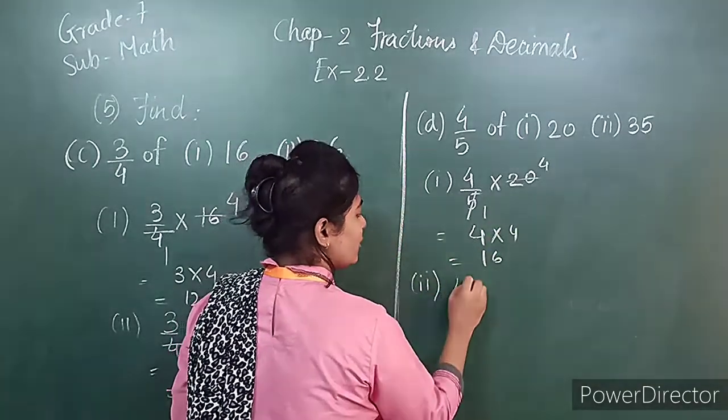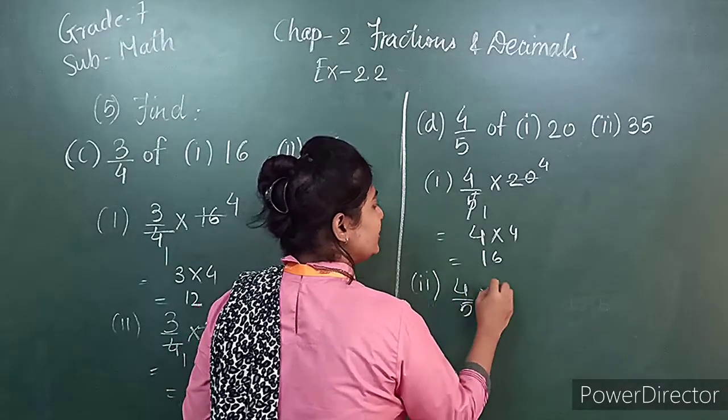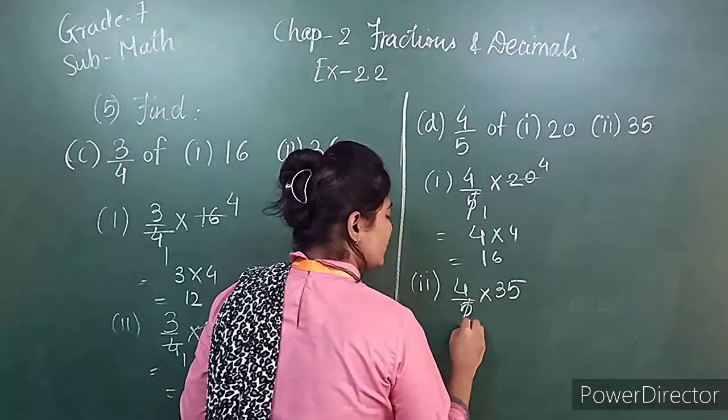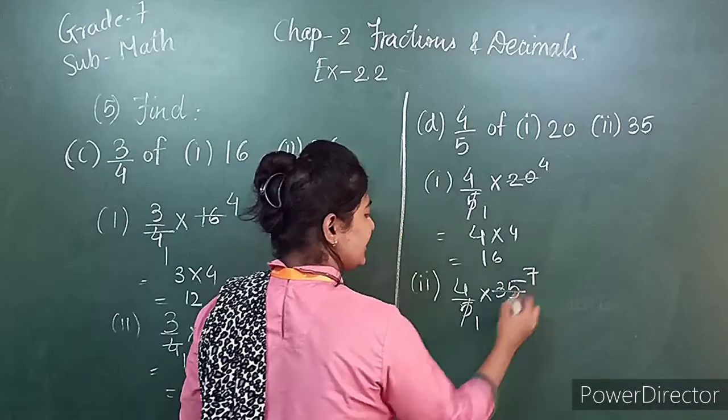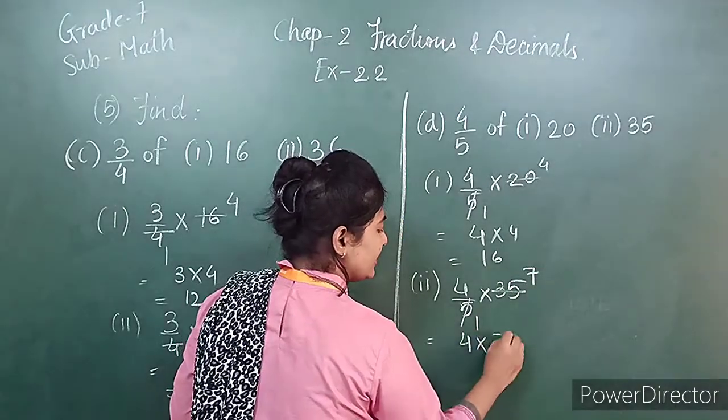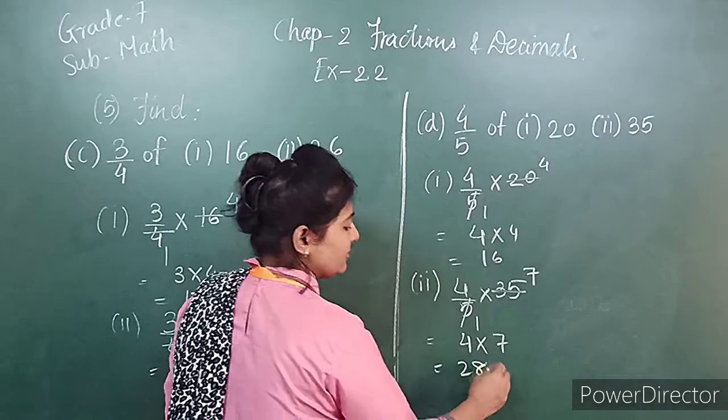Second one, 4 by 5 into 35. So 5 ones are 5, 5 7s are 35. So 4 into 7, it is 28.